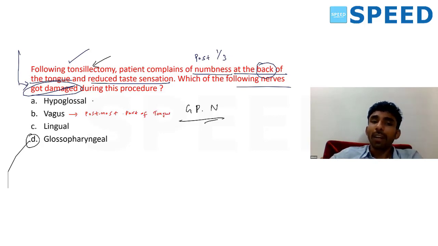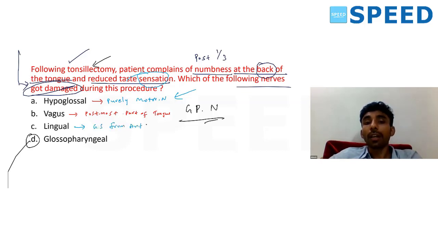Okay, fine. What about hypoglossal nerve? Hypoglossal nerve has nothing to do with sensory sensation. It is a purely motor nerve actually. So it is not at all related to sensory. It is not carrying sensation. It supplies all muscles of the tongue except palatoglossus that we have studied already. What about lingual nerve? Yes, you know, lingual nerve carries general sensation from anterior 2/3 of tongue.